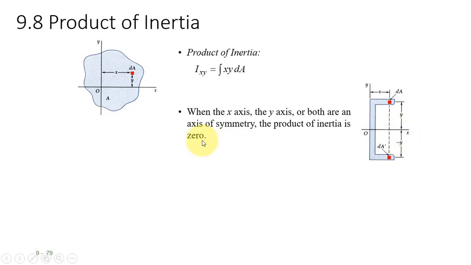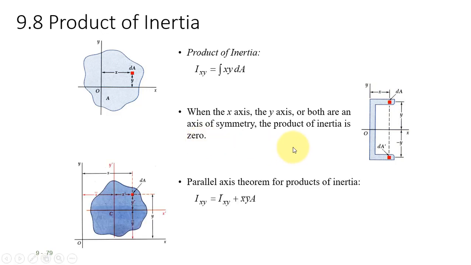So Ixy ends up being 0 for axes of symmetry. Another thing to note is the parallel axis theorem applies for the product of inertia just like it did for Ix and Iy. So if you know the inertia around the centroidal axes, so here's the red axis and it goes through the centroid of the object.